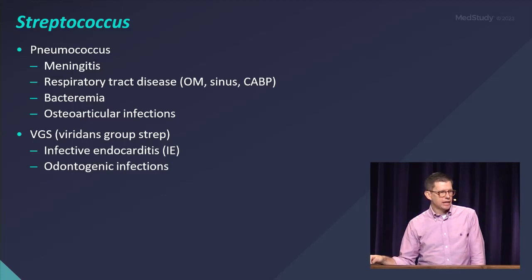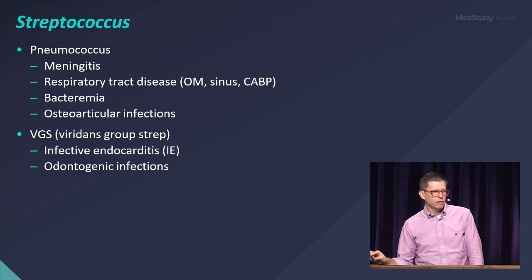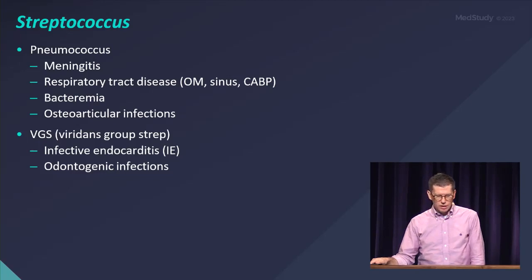If a kid has invasive pneumococcal disease with any of these, you want to consider sending him or her to your immunology friends for an evaluation. Up to a quarter of kids with invasive pneumococcal disease will have an immune deficiency, especially if they are already immunized. So make sure you think about that and send them to immunology. Viridans group strep, a broad group of strep species, will oftentimes cause infective endocarditis in kids who have risk factors, and cause odontogenic infections.